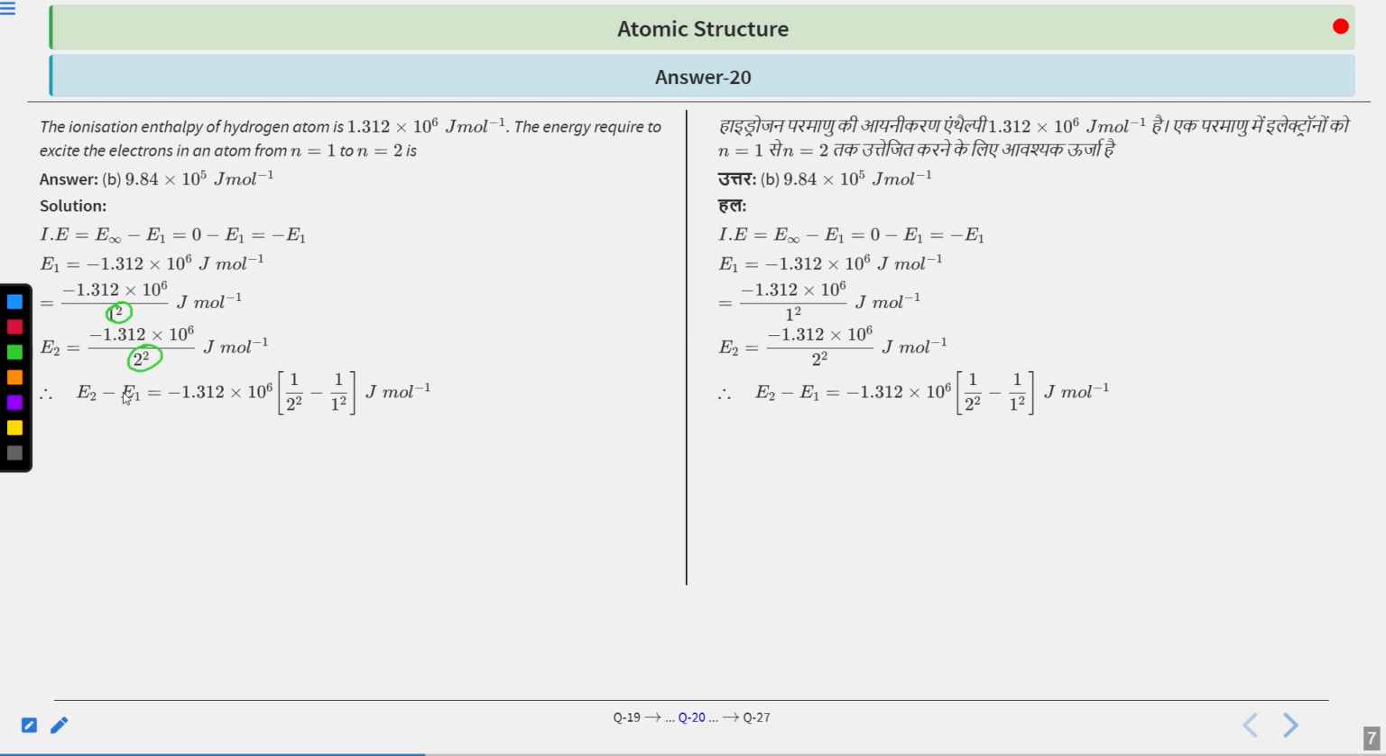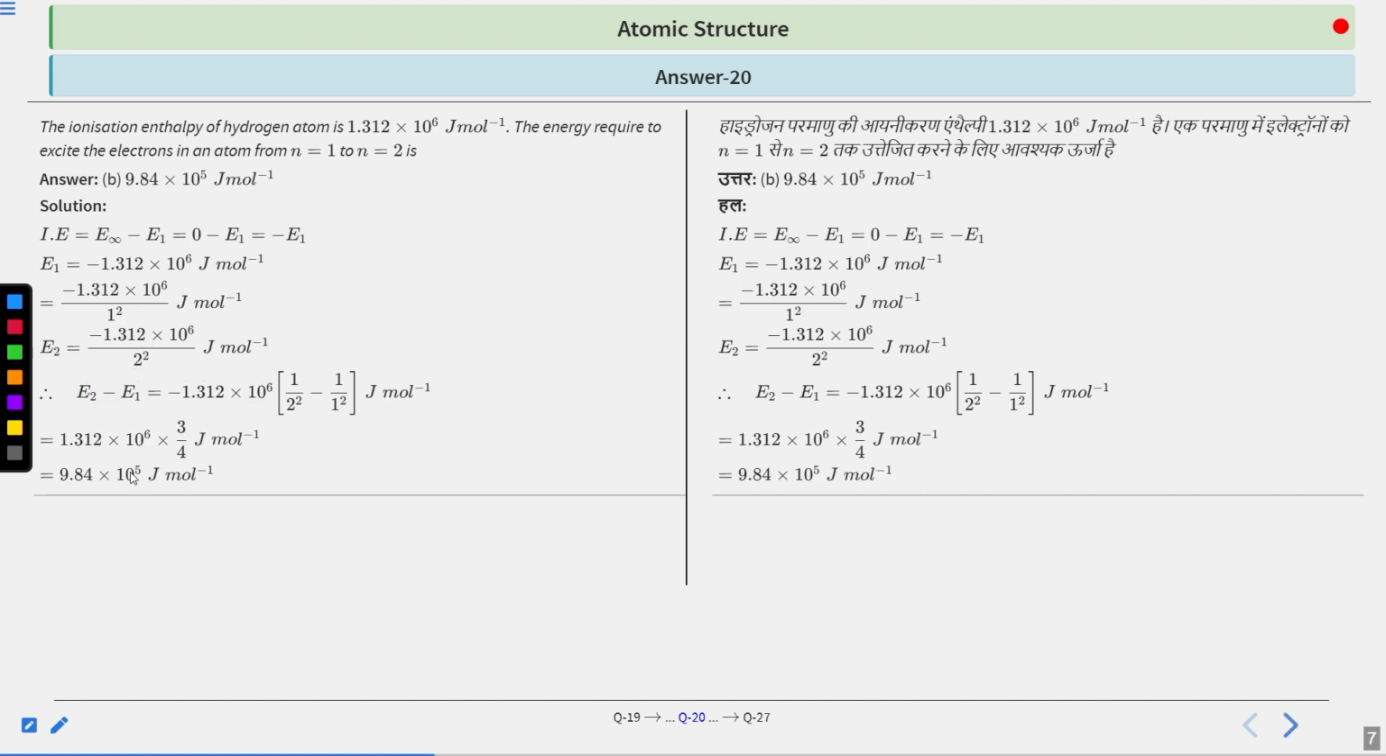Now the final energy state is E2. Initial energy state was E1. So we can write it as E2 minus E1, that is 1 by 2 square minus 1 by 1 square. This thing will be in common. Hence, your correct answer will be 9.84 into 10 to the power 5 joule per mole if you calculate this. Clear? Okay. Now, moving on to the next question.